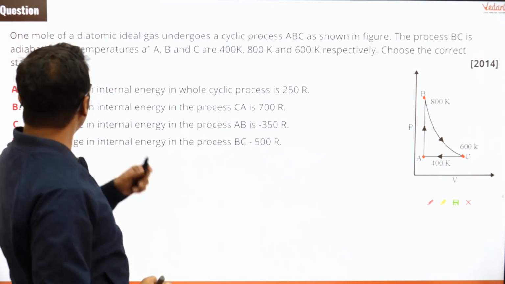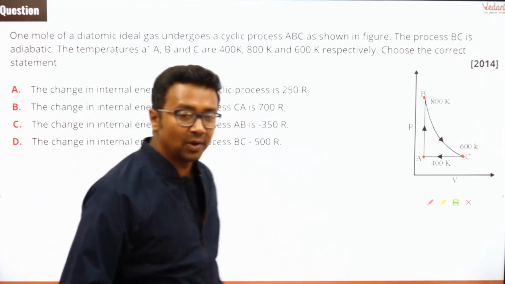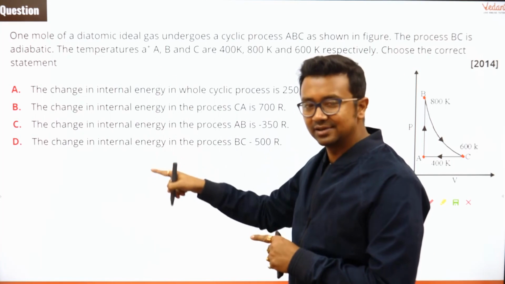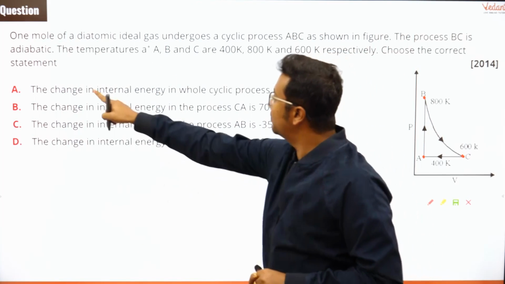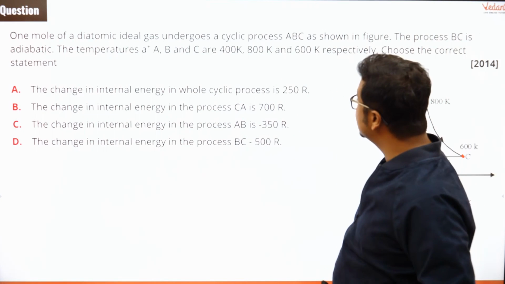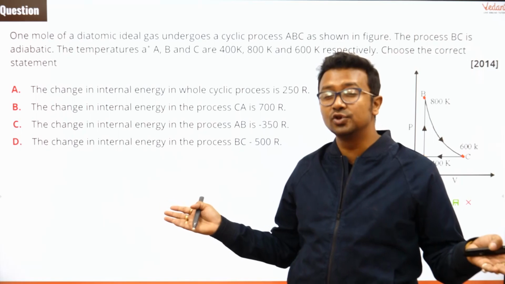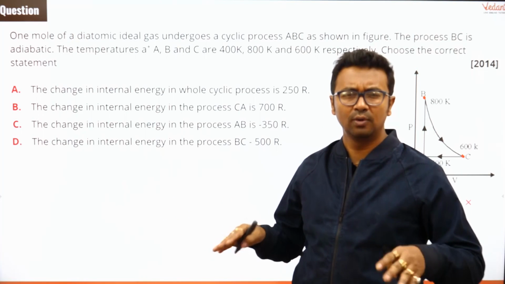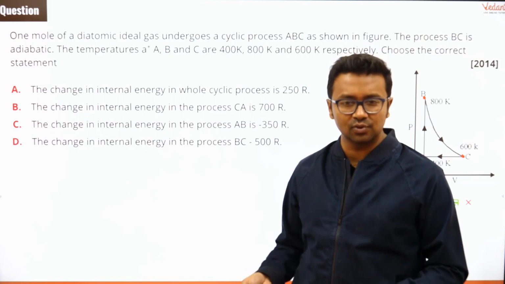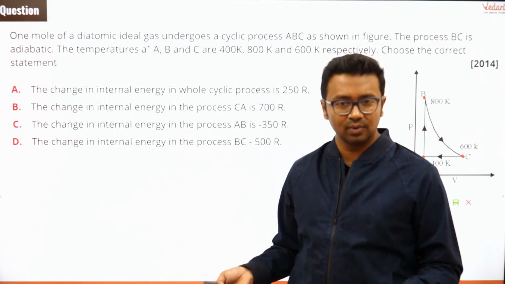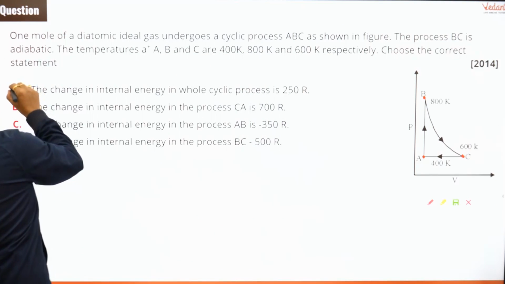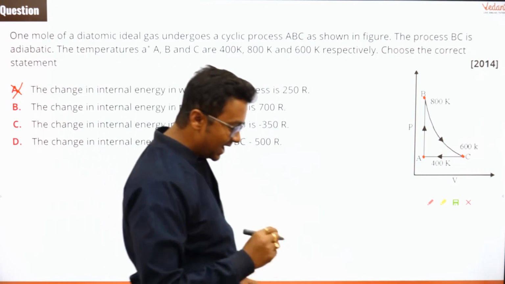Okay, we need to choose the correct statement. Now correct statements are given out here. Focus, we need to analyze all of these. Fine. So the first statement is telling me the change in internal energy in the whole cyclic process is 250 R. Students, do you agree with this? No. We just studied the change in internal energy for any cyclic process should be equal to how much? It should be equal to 0. Isn't it, students? So I can easily cross away the first one, right?